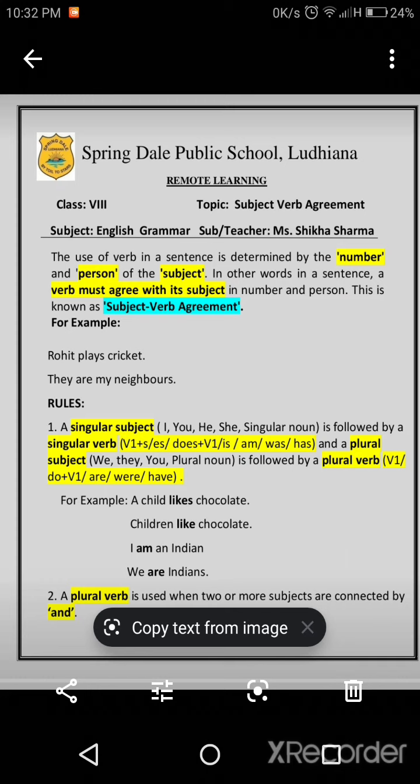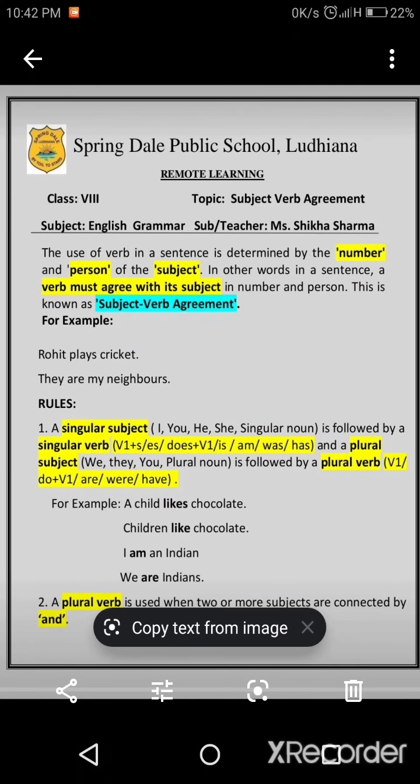Children, today we are going to begin with our next topic, and that is subject-verb agreement. After watching this video, you will be aware of the different rules that are necessary for you to know for using the correct subject-verb agreement, and also this will help you in improving your grammatical skills, and yes, it will definitely help you in your writing skills as well. Now, without taking much time, let's get started.